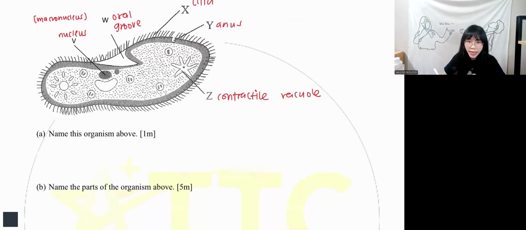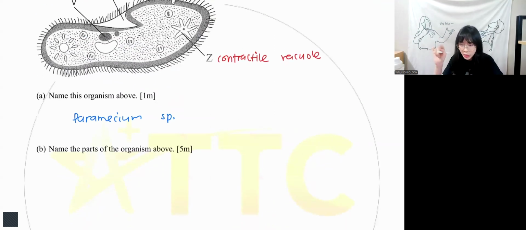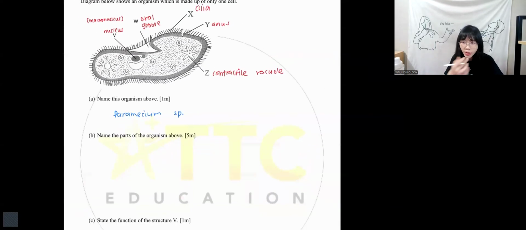What is this organism? This organism looks like a slipper. We call this paramecium species. Very good. You can write sp dot, or you can spell the word species if you want to, but sp dot is good enough already. B, we have the answer already. What is the organelle below the nucleus? This is the vacuole actually. It's supposed to be a food vacuole, but there's no food inside right now. Okay, next. Can you write sp dot in exam? Yes, you can. You can write sp dot over here.